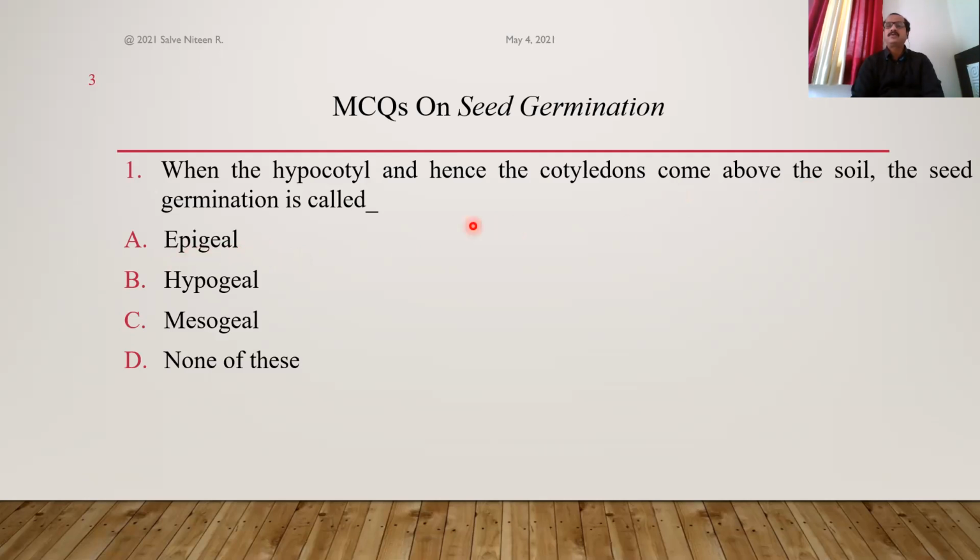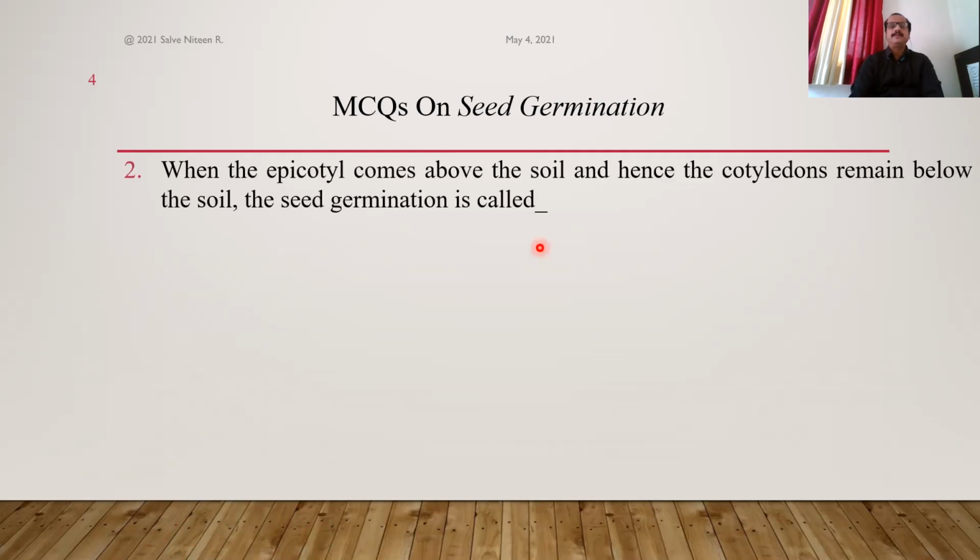Who is above the soil? Cotyledons. Cotyledons are above the soil. And who has brought them above the soil? It is the hypocotyl. It forms a hook-like structure, called the hypocotyl hook. That hypocotyl hook pulls up the cotyledons above the soil. So this method of seed germination is called epigeal or epigeous seed germination. So the answer is option A.